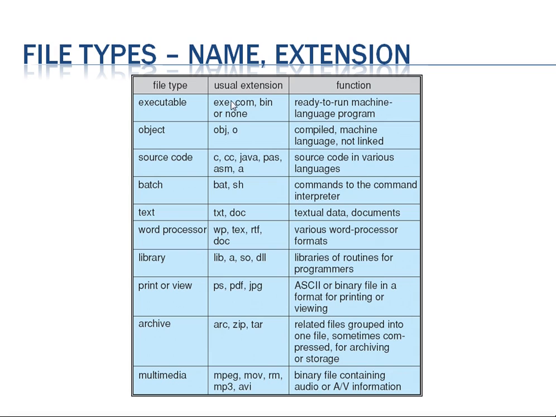Then there is source code, which you may know, like Java or .cc or CPP, or ASM for assembly language programs. Then you have batch files, with extension sh or BAT. These are the commands to the command interpreter. For text files you have txt or doc. For word processor files you have wp, and so on. You can have a look at this table and get to know more.